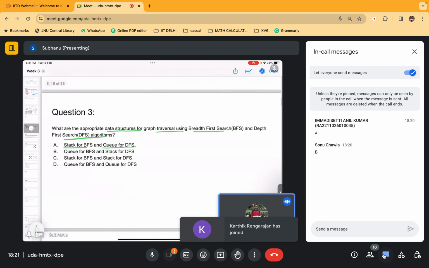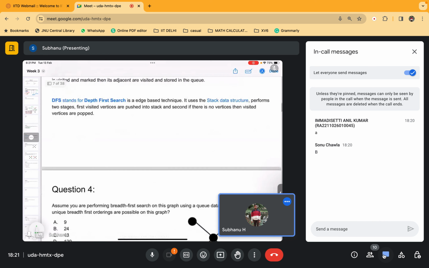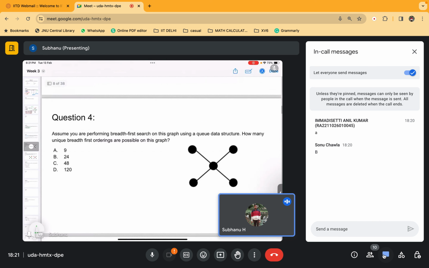Yeah, Sonu, your answer is absolutely correct. So B will be the correct answer: queue for BFS and stack for DFS. So this is the correct answer. Fine. So this was an easy question. Next, let's move on to the next question.